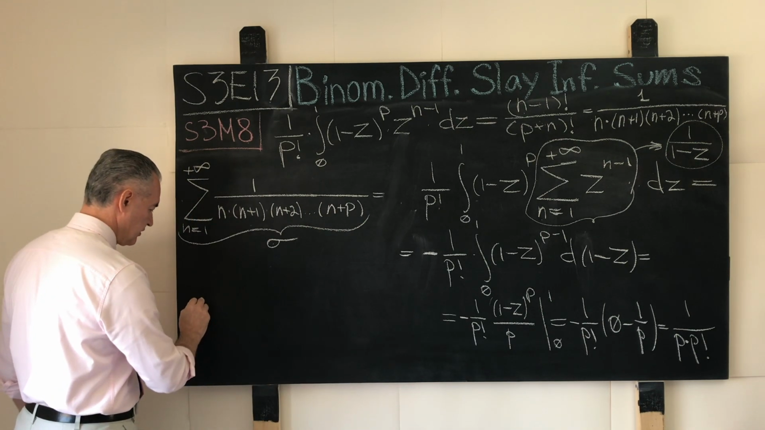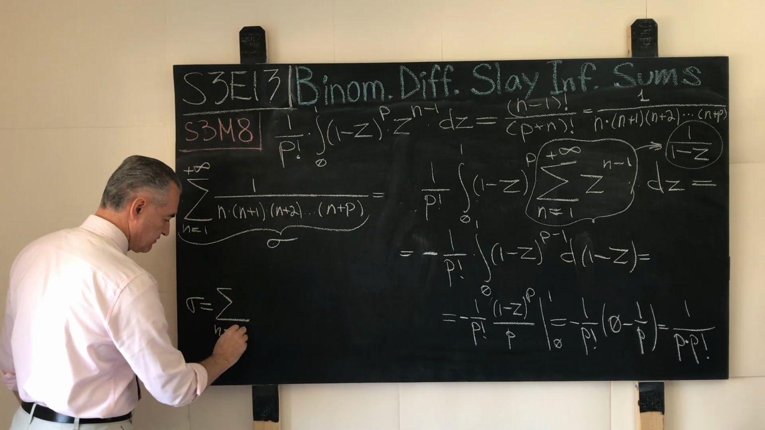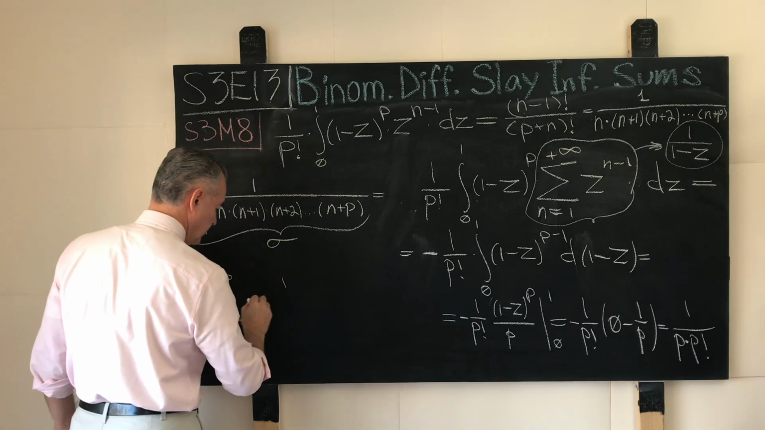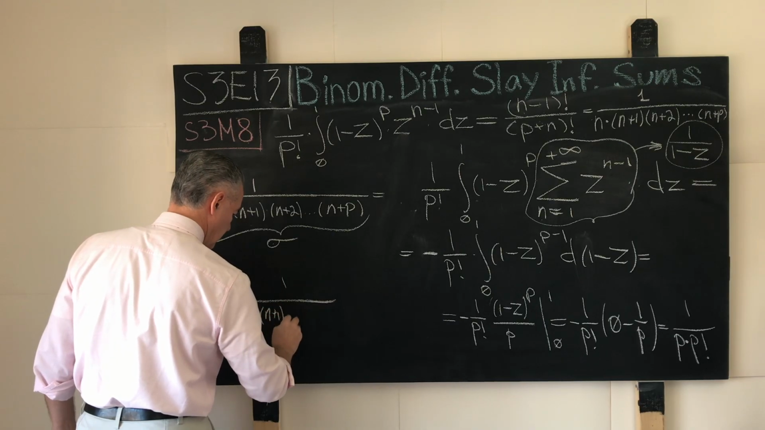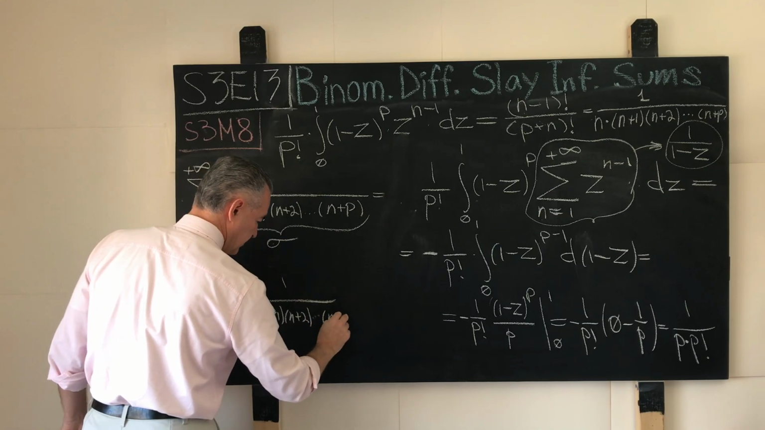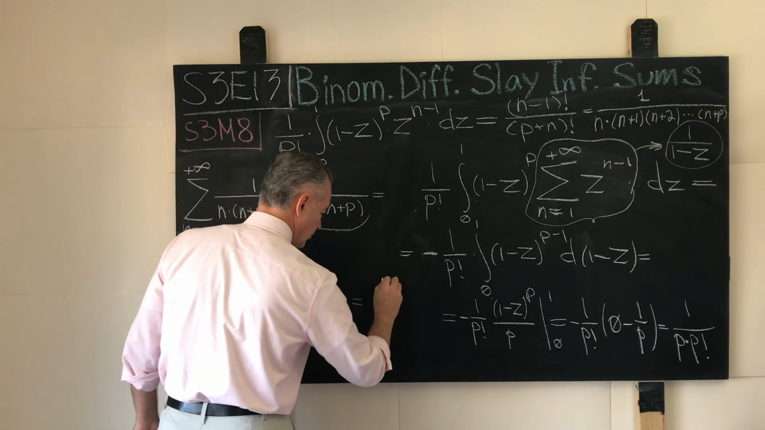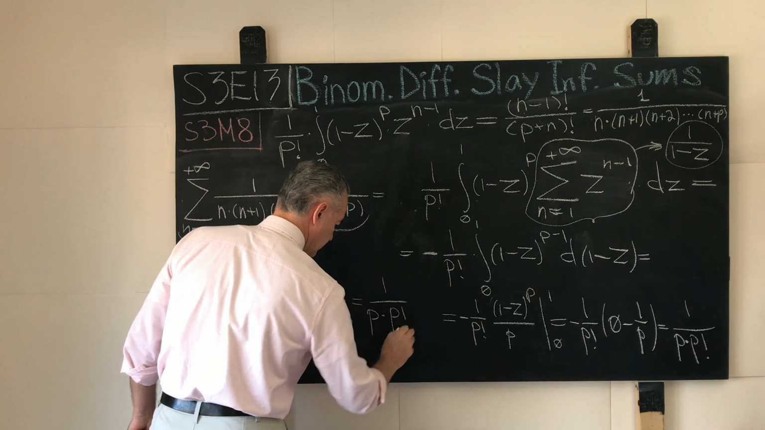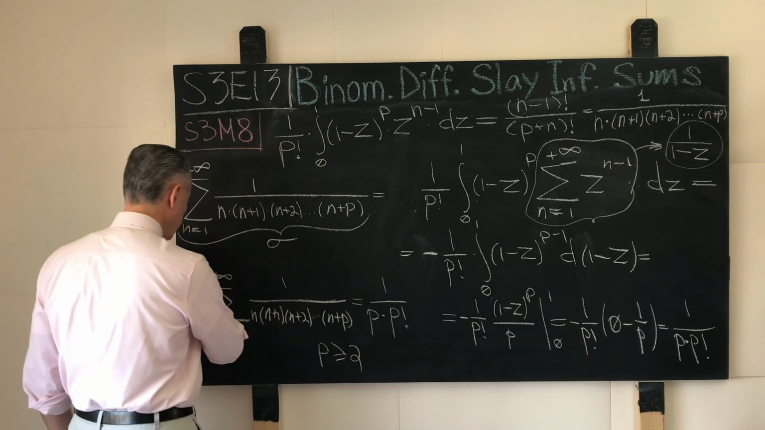And we now can write down this result. Let's write it over here as an official result. Our sum that we were asked to evaluate, from 1 to positive infinity of 1 over n times (n plus 1) times (n plus 2) and so on times (n plus p), is equal to 1 over p times p factorial, provided that p is greater than or equal to 2.